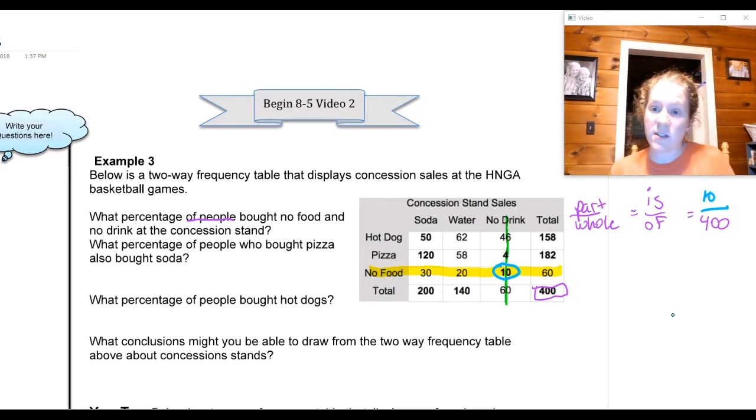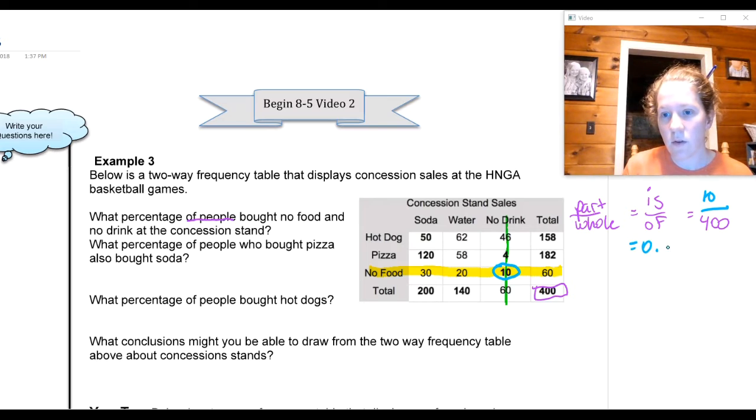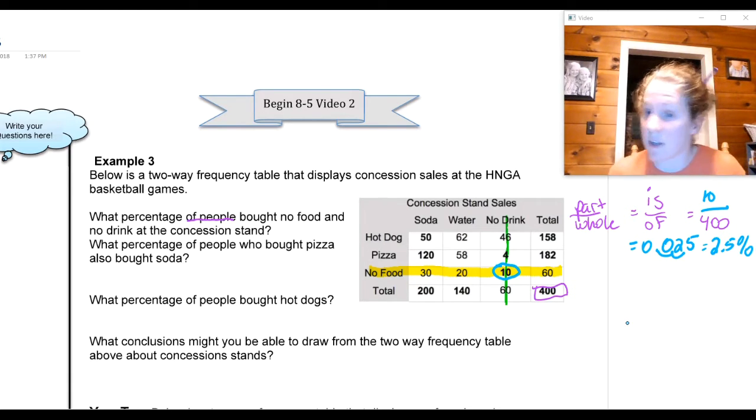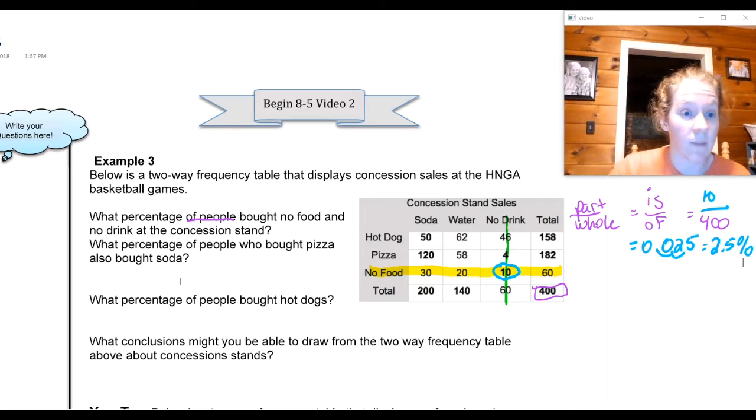So to figure out that percentage, I'm going to say 10 divided by 400, and it gives me 0.025, which as a percentage, because we asked for percentage here, I'm going to move my decimal 2 places, and I get 2.5%. So I don't know what those people did at the concession stand. Maybe they went and said, oh, you don't have Blue Mountain Dew, so I'm not buying anything, and just left, sad and thirsty. All right, so let's look at another example.